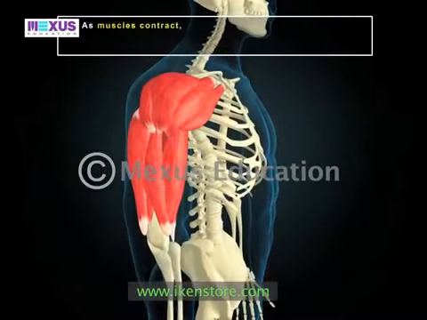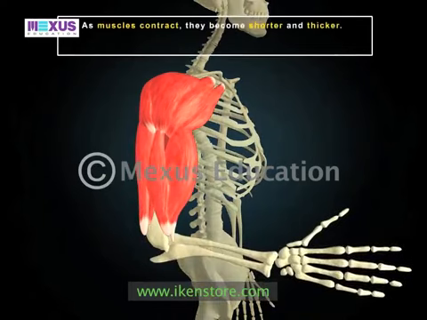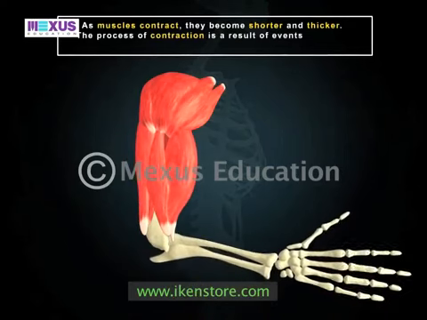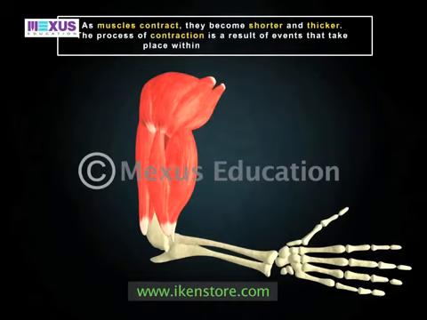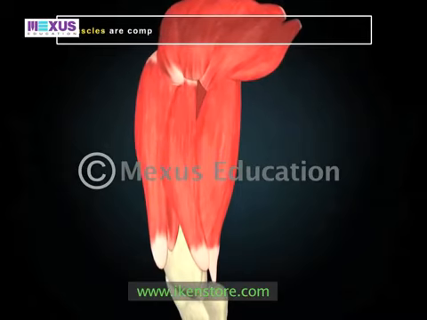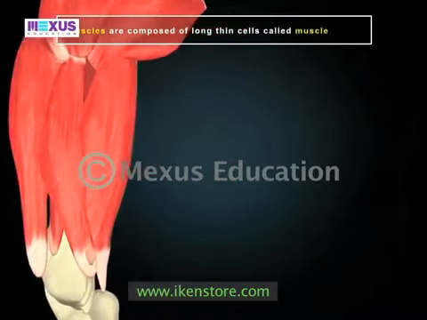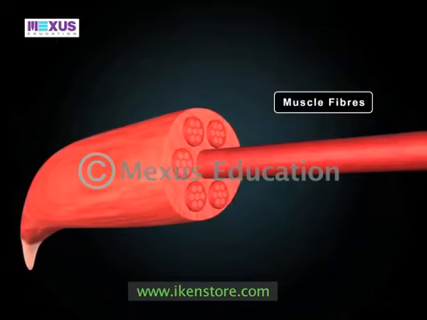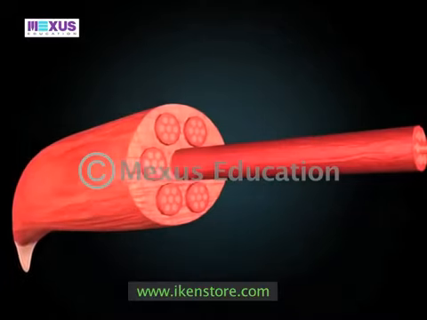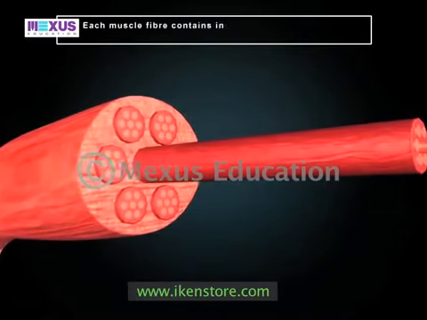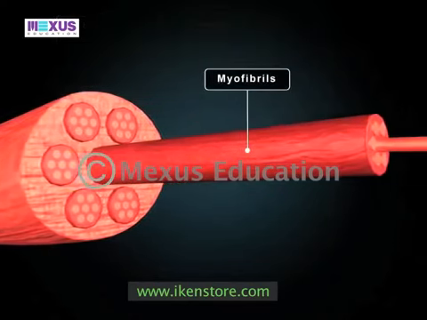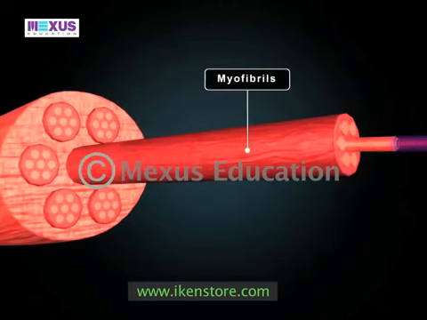As muscles contract, they become shorter and thicker. The process of contraction is a result of a complex series of events that take place within the muscle cells. Muscles are composed of long, thin cells called muscle fibers. They are packed in bundles and run through the entire length of the muscle in the body. Each muscle contains individual contractile units called myofibrils. Myofibrils are cylindrical, multinucleated cells.